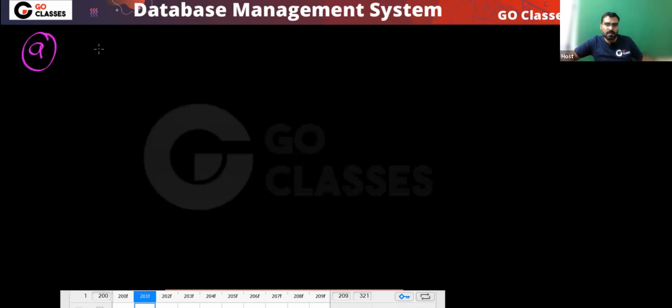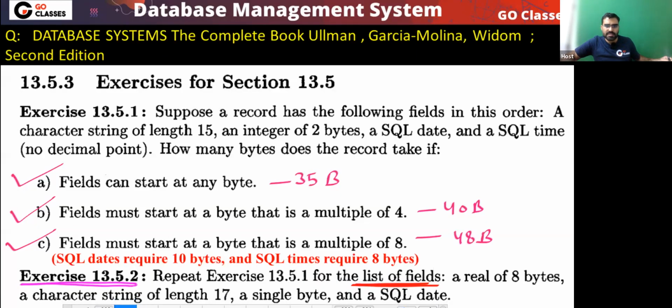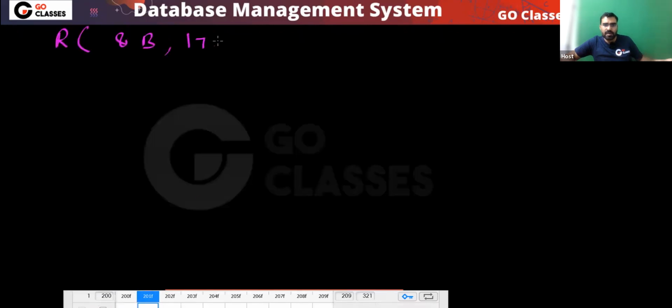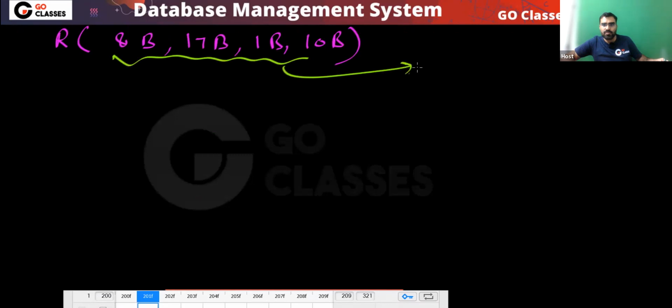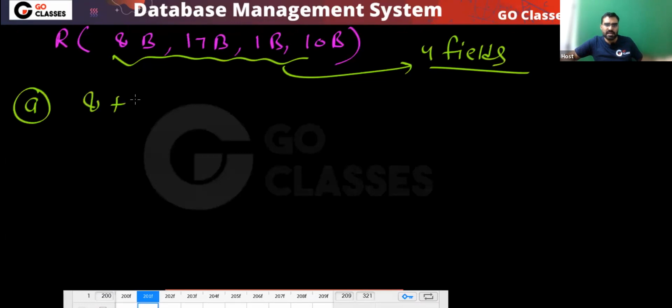So what will be part A? Remember your fields are like this: 8 bytes, 17 bytes, 1 byte, 10 bytes. These are the sizes of the 4 fields that are given to you. For part A, anyone can start anywhere. Part A is saying the fields can start at any byte. So if the fields can start at any byte, then that is very simple. I think this will be 36 bytes.